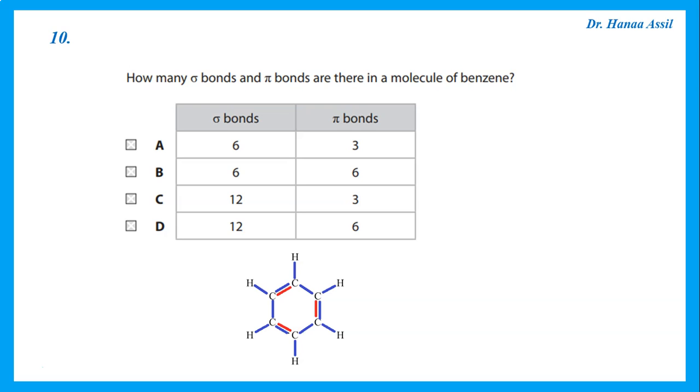Now, how many pi bonds? We said each double bond is 1 sigma and 1 pi. So I have 3 double bonds. That means I have 3 pi bonds.